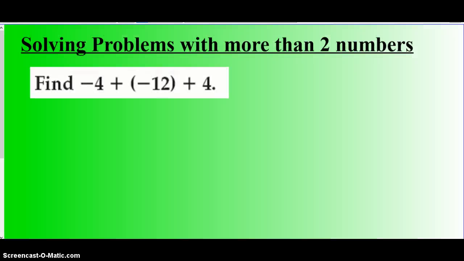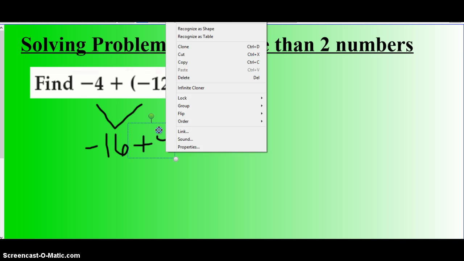So here's an example problem. What happens when you have more than just two numbers? So we'll take this in steps. We've got a negative 4 plus a negative 12, those have the same signs. And if you think back to that original slide, when you have the same sign, you just simply add them up. You've got 4 plus 12. 4 plus 12 is 16. Bring that sign with you. So a negative 4 plus negative 12 is negative 16. Bring down the remaining part of that problem. Negative 16 plus 4.